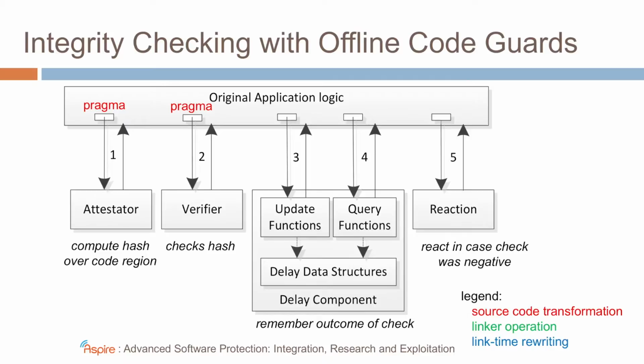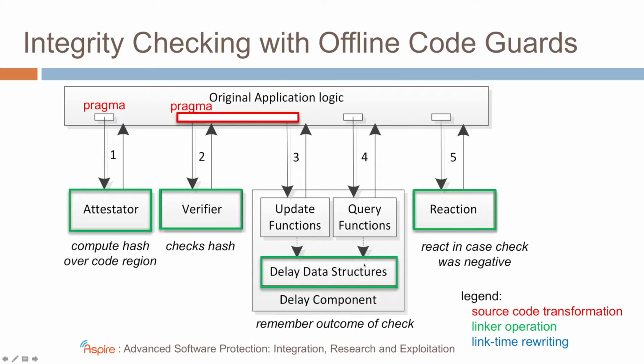Now in our implementation, these verifier calls hard code the storage of the outcome. And so in fact, we do not have a separate invocation here, but we just have one invocation of a verifier that immediately updates the data structures that remember the status of the tampering. Now, the attestator and the verifier are just linked into the program. These are predefined functions together with the data where the outcome will be remembered and the code that triggers the reaction. So this is all just linked into the program.